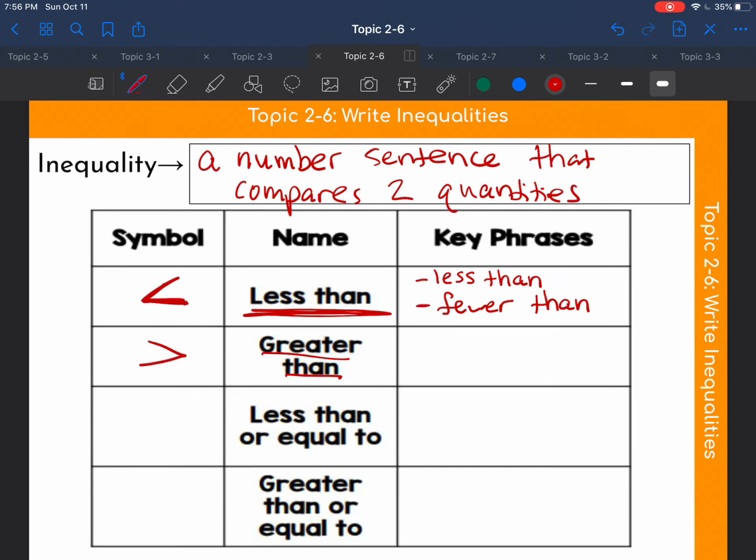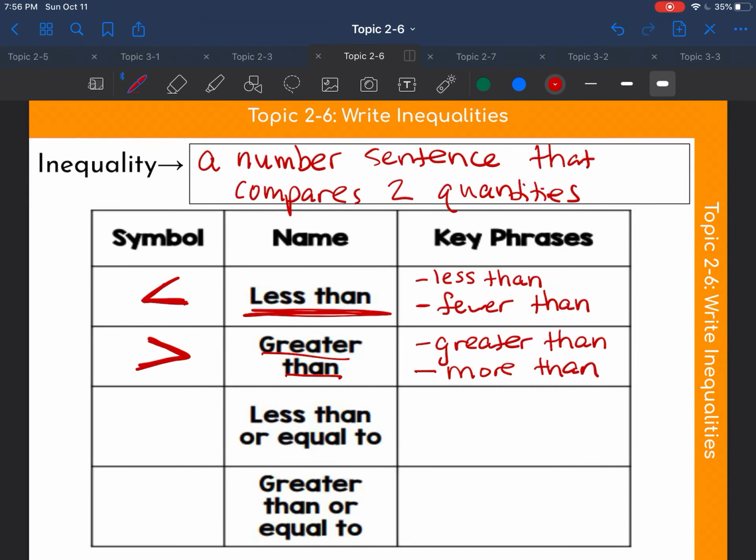If you're using the greater than symbol, it's the other way, which looks like that. That is the greater than symbol. Some phrases that tell you to use the greater than symbol are greater than and more than. The phrases for less than and greater than are pretty straightforward. When we get to the other two symbols, less than or equal to and greater than or equal to, it gets a little trickier with the phrases.